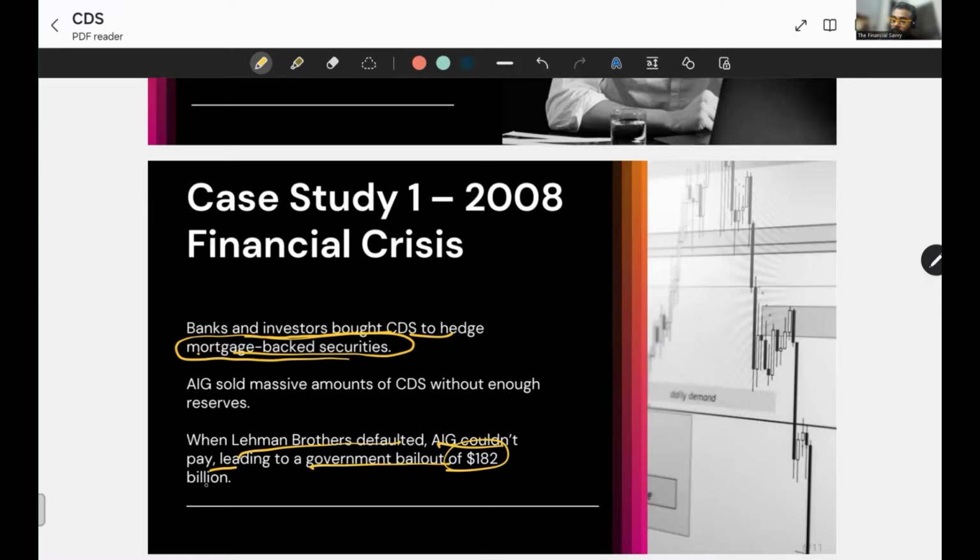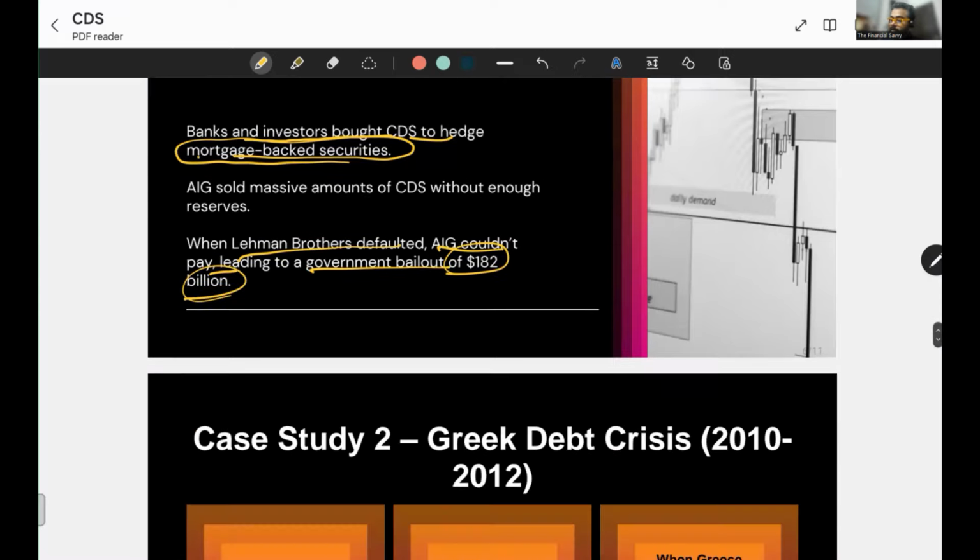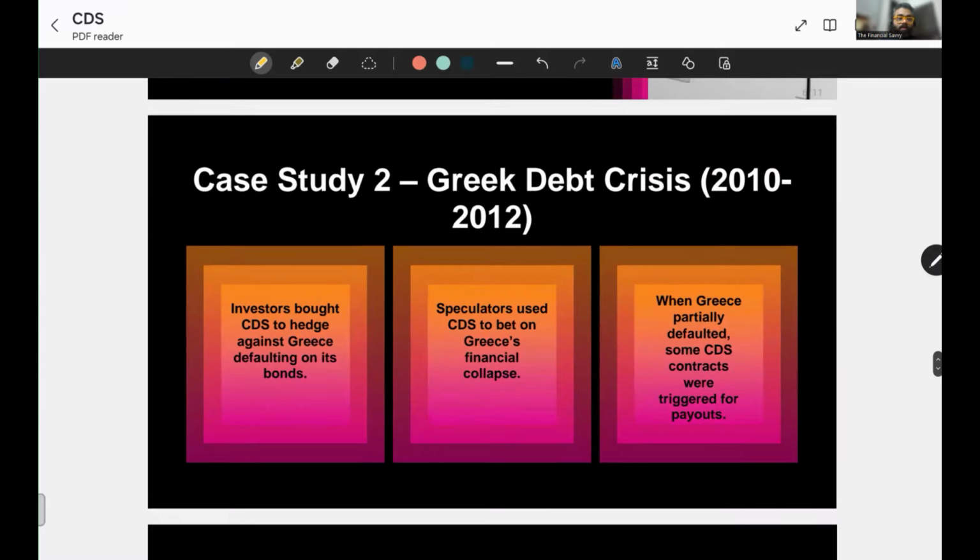I explained the $182 billion. Now I'll explain another example, right? The Greek debt crisis. It's a very popular example actually. Let's take a look at how CDS played a role in the Greek debt crisis. So Greece was borrowing a lot of money at that time, right? But investors feared that the Greek government wouldn't be able to pay back its debt. So investors started buying CDS on Greek bonds as insurance against default, the way I explained, right?